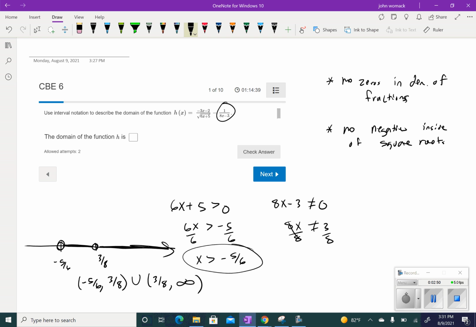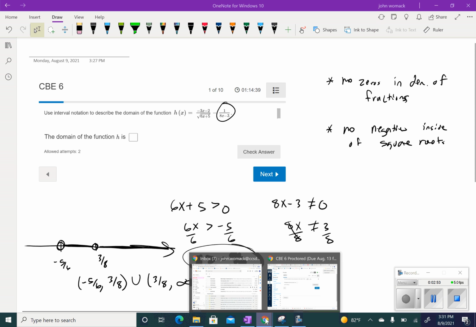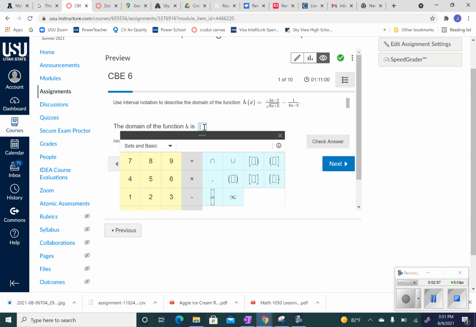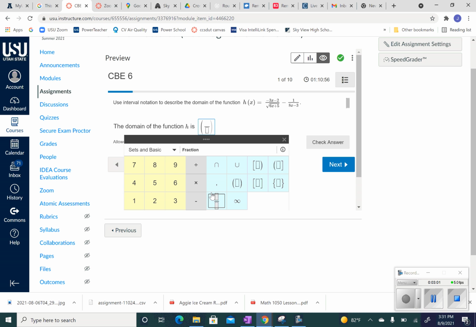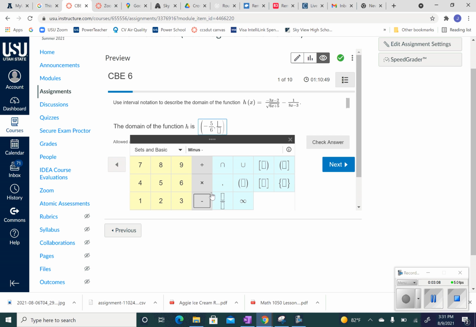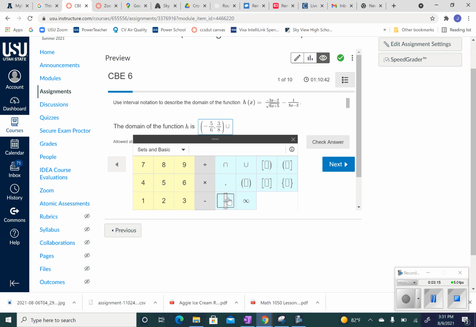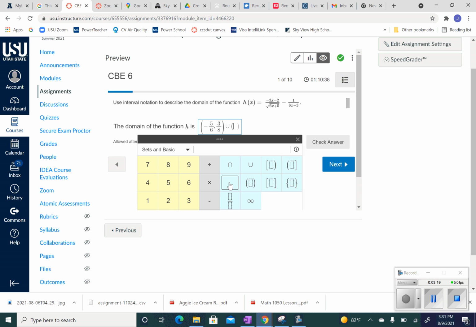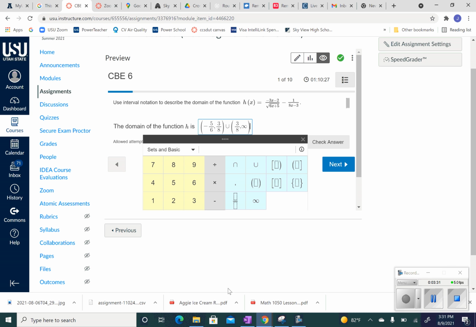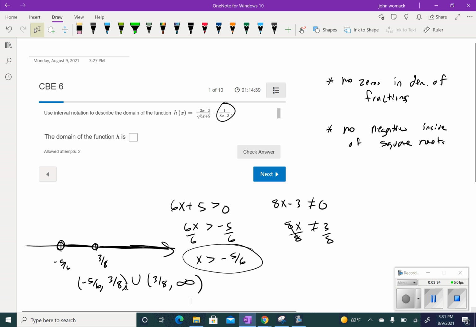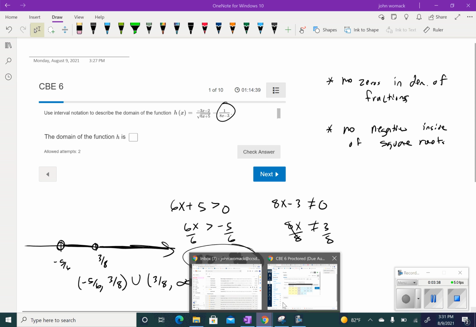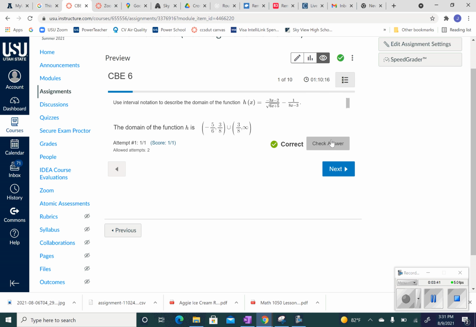So we're going to go back over to the actual problem itself. Remember that answer. Parenthesis, negative 5/6, comma, and then we went to 3/8. Union. Okay. And then we're going to put in, we went from 3/8 and we went to infinity. Let's just double check that answer. It's negative 5/6 to 3/8, 3/8 to infinity. It looks good. Double check our answer. All right, we got it.